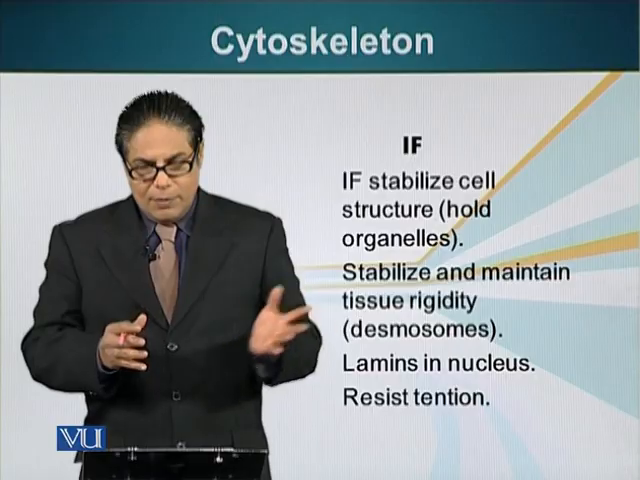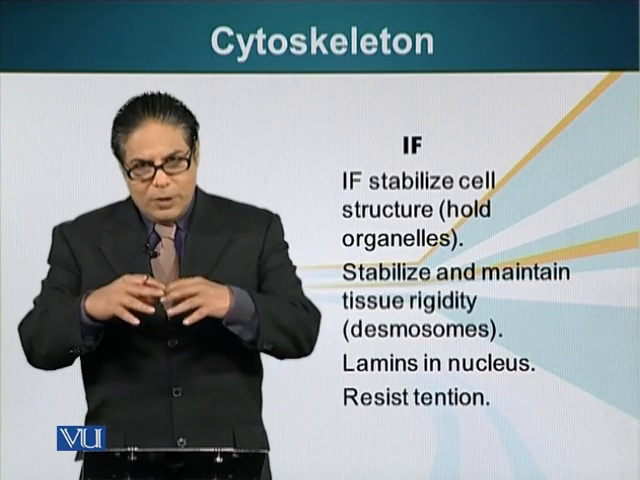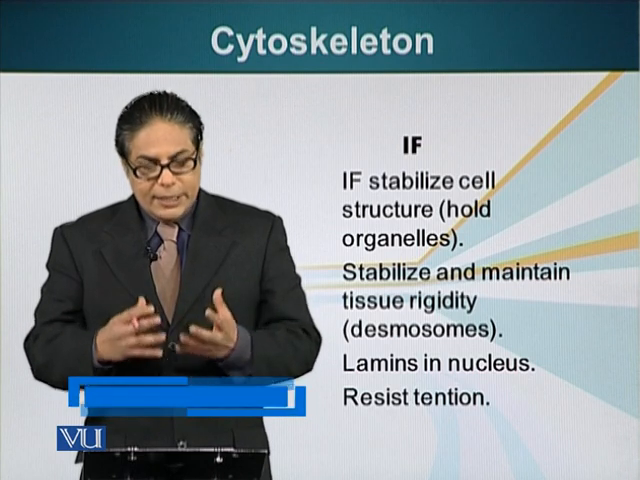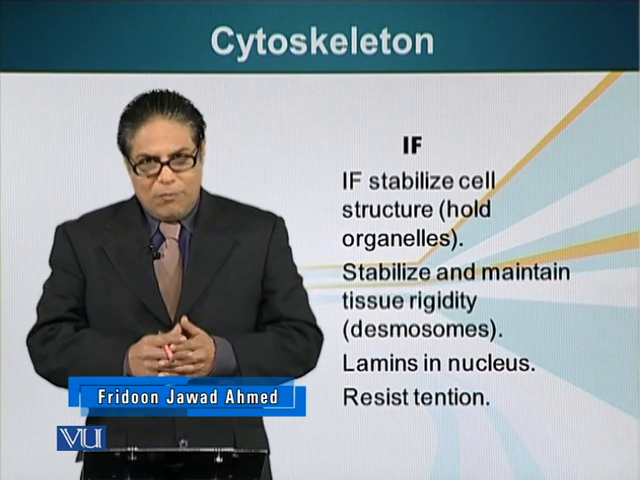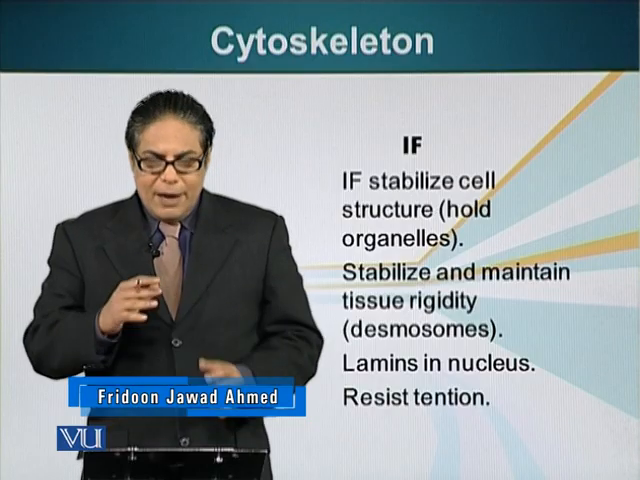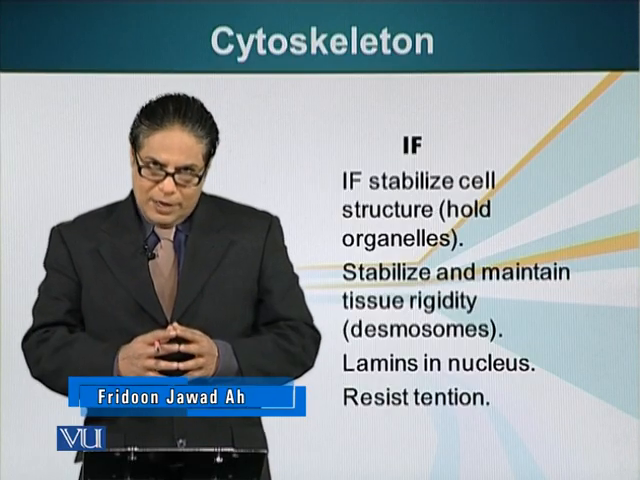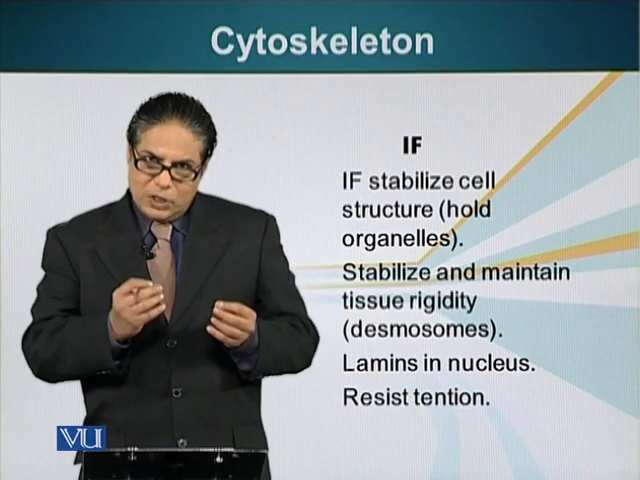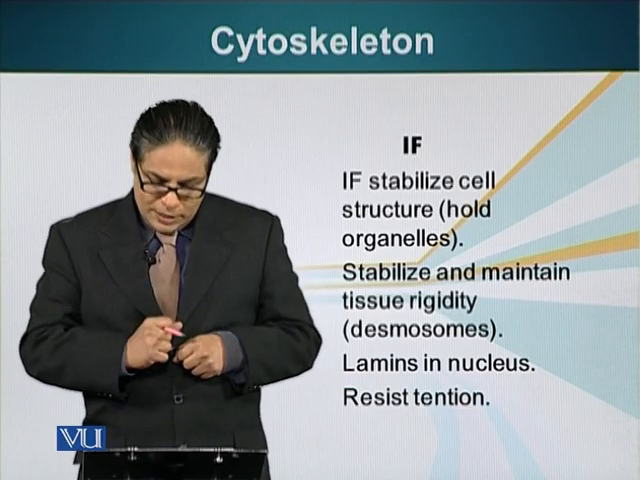Laminins, which I mentioned in one of my previous modules, give the nucleus its shape and also protect the DNA, the genetic material. They're also a type of intermediate filament. In fact, there are 50 different types of intermediate filaments. Most of them perform one simple function, that is, resist tension.